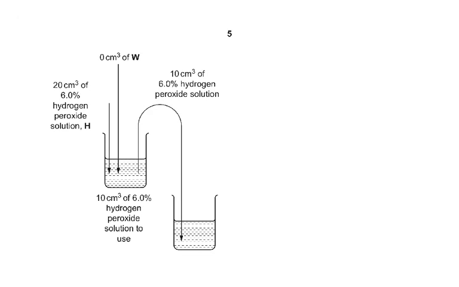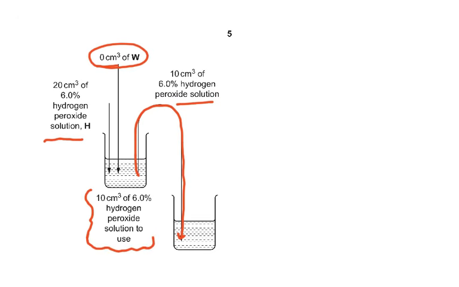So you can see here, what do we have? We have 20 cm cube of 6% hydrogen peroxide. Then 10 cm of the hydrogen peroxide has been taken out and it has gone into the next one. And then we had 0 water here. But then you realize 10 has been taken out, so 10 is left behind. So we have 10 cm cube of 6% hydrogen peroxide to use.